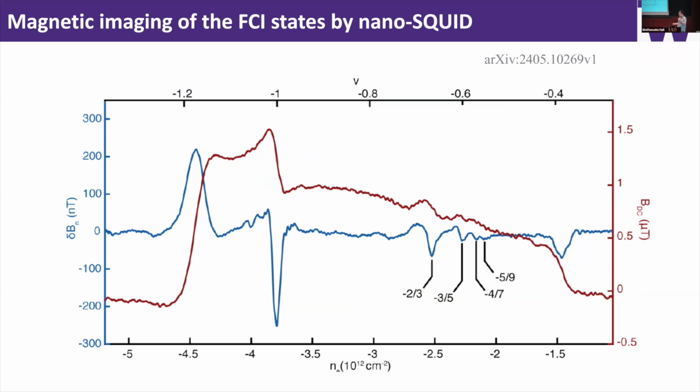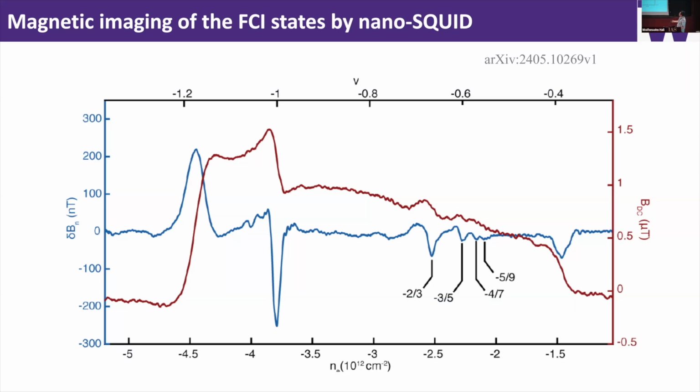What we can learn from these nanoscale measurements is that we can measure the DC magnetic field as a function of filling factor at a fixed electric field. This is what the red curve is showing here. Then Andrea can also do these AC measurements. Basically, they can either modulate the electric field or modulate the carrier density, and measure the change of the DC magnetic field. It's an AC measurement.